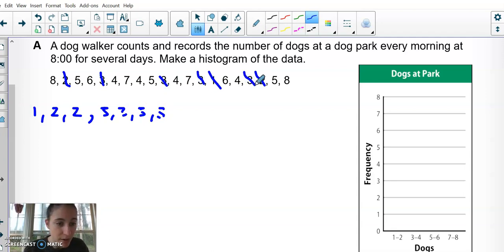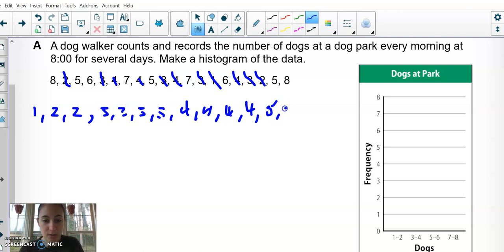All right, and then the number 4, we have 1, 2, 3, 4 4s. 5s, we have 1, 2, 3 5s. Cross out, cross out, cross out. 6s, we have 2 6s. We have 2 7s. I'm running out of room, so I'm just going to put them down here. And we have 2 8s.